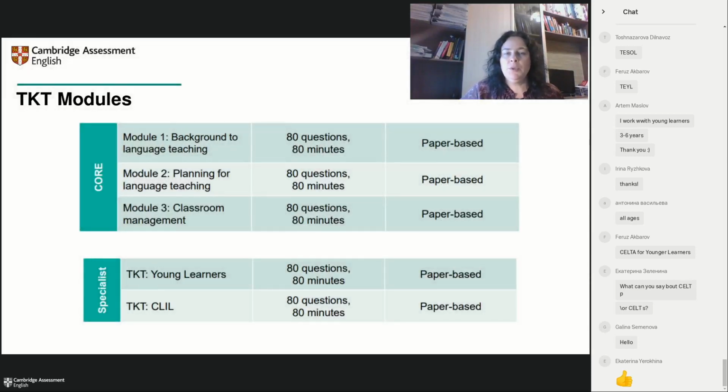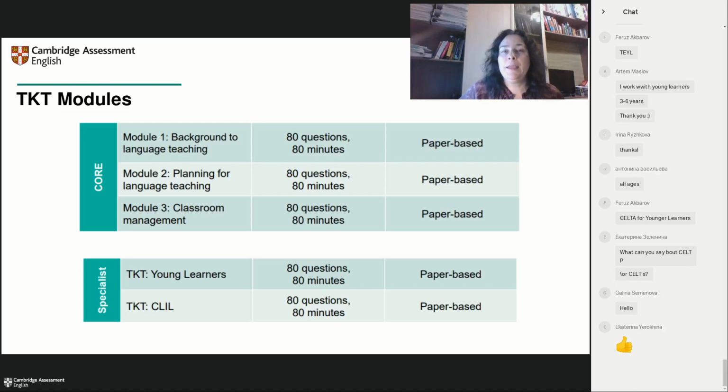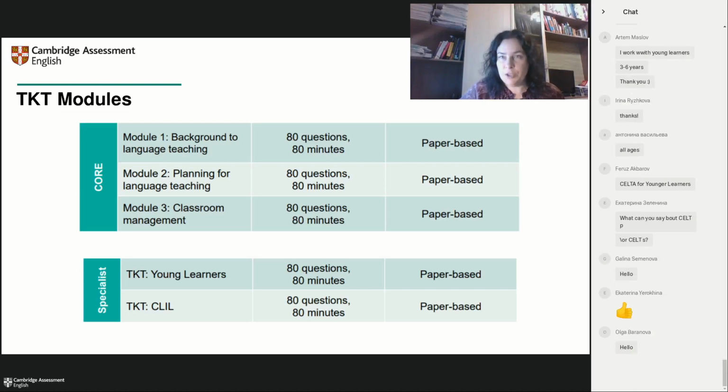So here you can see the description of all the modules that you can take. As you can see, they're all paper-based. We had a question about that. All of them are of the same length and value. So you can get 80 points for 80 correctly answered questions for each module. For each module, you can earn a certificate.